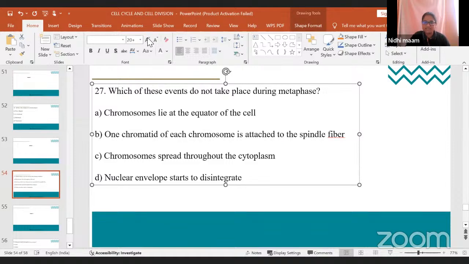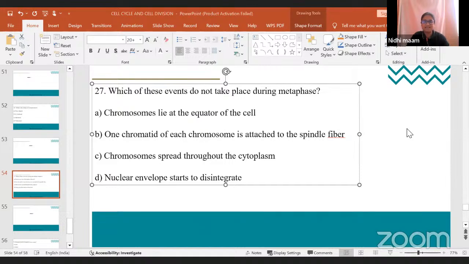Which of these events do not take place during metaphase? A, chromosomes lie at the equator of the cell. B, one chromatid of each chromosome is attached to the spindle fiber. C, chromosomes spread throughout the cytoplasm. D, nuclear envelope starts to disintegrate. Which of these do not take place during metaphase?